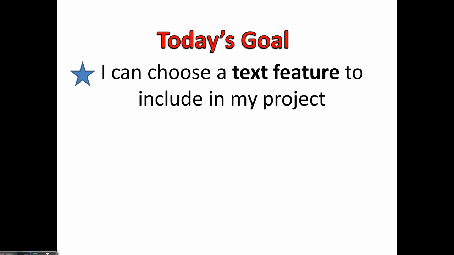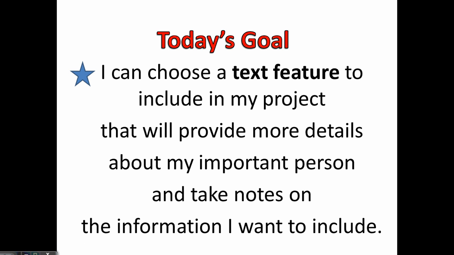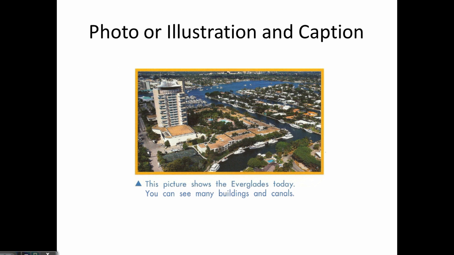Like I just said, today's goal is I can choose a text feature to include in my project that will provide more details about my important person and take notes on the information that I want to include. So, for example, if you choose diagram or map, you do not actually have to draw that diagram or map today. All I want you to do is select that that's the text feature you want to do, and then write what your plan is. I'll show you at the end of this lesson.